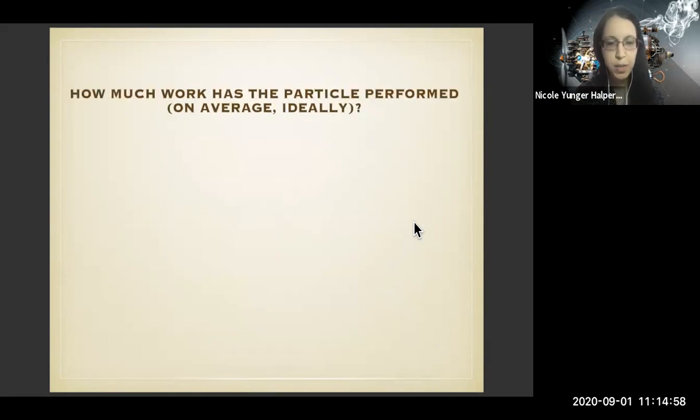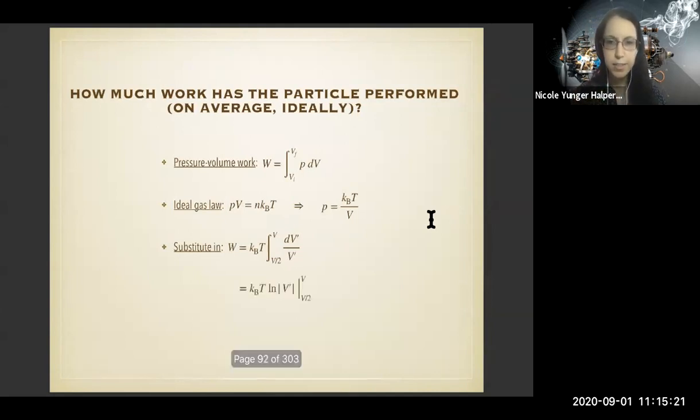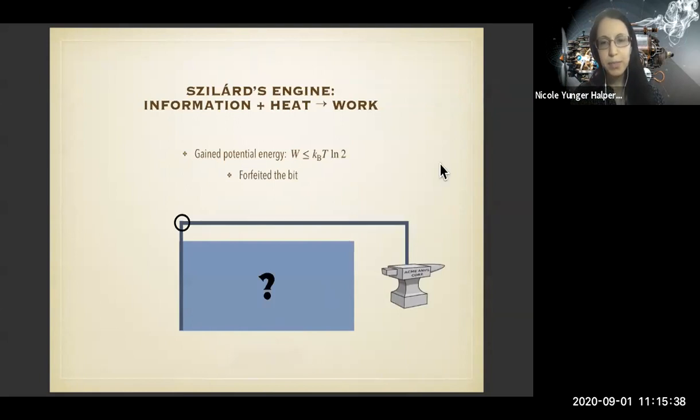How much work can we do? This sort of work is pressure-volume work, so it equals this integral. We all know the form, the ideal gas law. We can solve for the pressure in terms of the volume and substitute into the integral. I'm integrating from V over 2 to V because the particle begins confined to half the box, but ends up able to be anywhere in the whole box. And we evaluate the limits, and we find that the work we can perform on the weight is Boltzmann's constant times the bath temperature times log 2. So we perform this work, but we now have no idea where in the box the particle is. We've traded information for work.